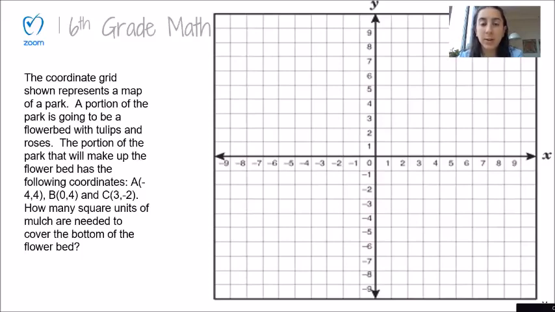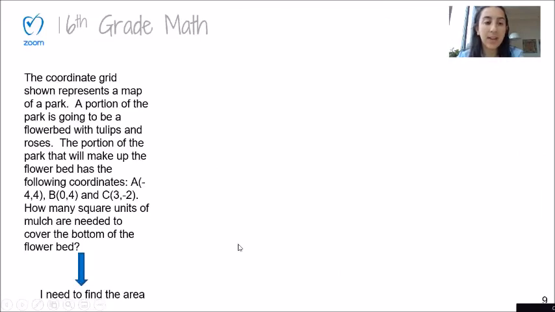Pause the video and take 30 seconds on your own to read and understand this problem. What is this question asking you to do, and what concept are you going to apply to this question? Take a look at my annotations here. I annotated the bottom as I need to find the area, because I know I need to find the area when I'm covering a two-dimensional shape. If you got that right, you made sure you were paying close attention yesterday, and that's really awesome work.